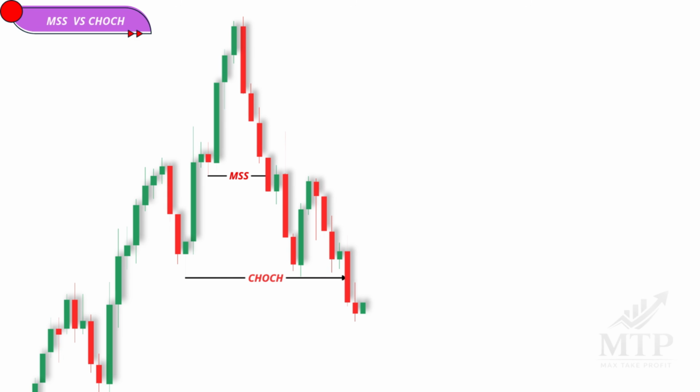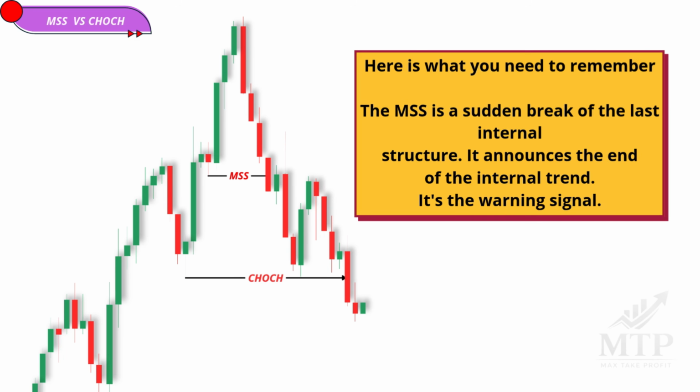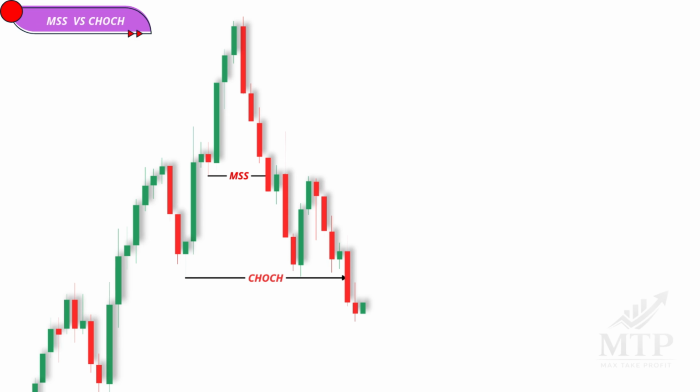Conclusion: MSS versus CHoCH. Here is what you need to remember. The MSS is a sudden break of the last internal structure. It announces the end of the internal trend. It's the warning signal. The CHoCH is a complete change of character. Highs and lows invert. It announces the end of the major trend. It's the confirmation signal. Never confuse them again. The MSS says, something is changing. The CHoCH says, everything has changed.